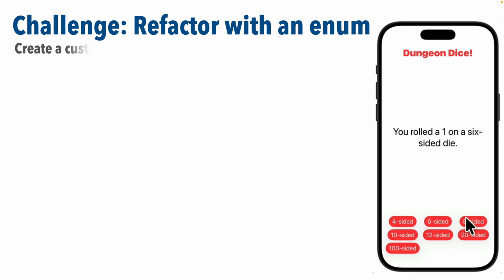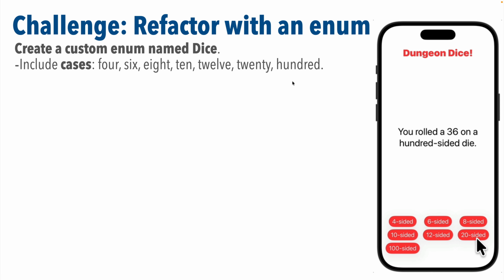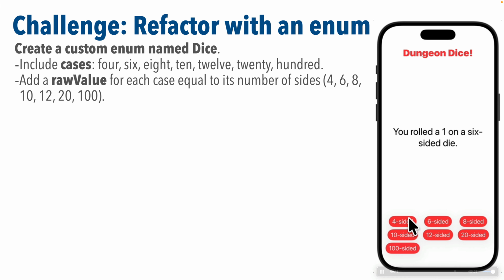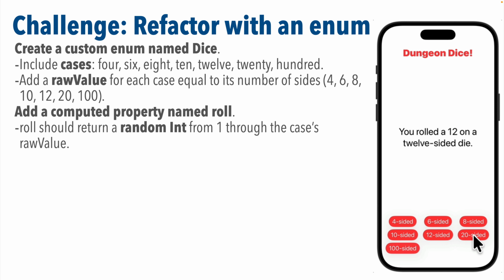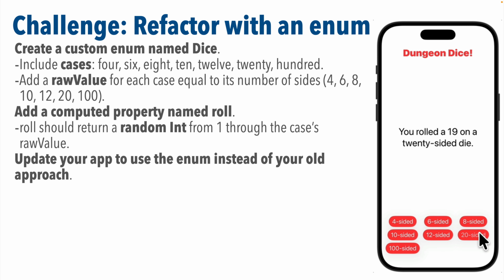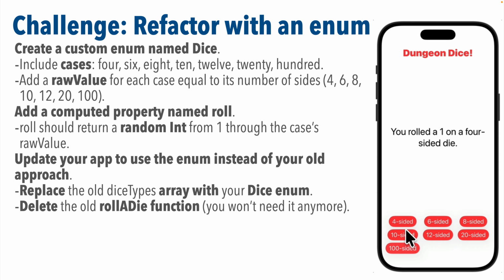So this challenge will be the refactor with an enum challenge. Create a custom enum named Dice, include cases 4, 6, 8, 10, 12, 20, and 100. Add a raw value for each case equal to its number of sides as an Int. Add a computed property named roll, and that should return a random number from 1 through the case's raw value. Update your app so that you use the enum instead of the old dice types array. Replace that dice types array with a Dice enum and delete the old roll a die function. You won't need that anymore.